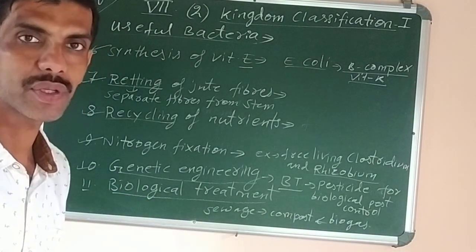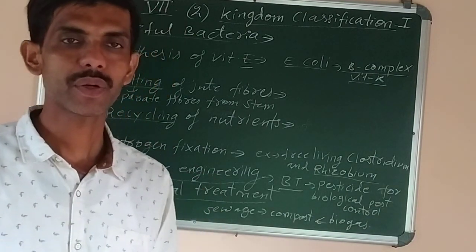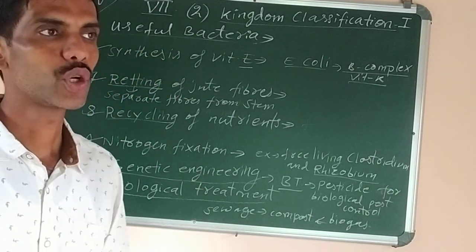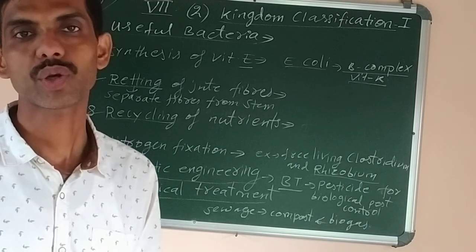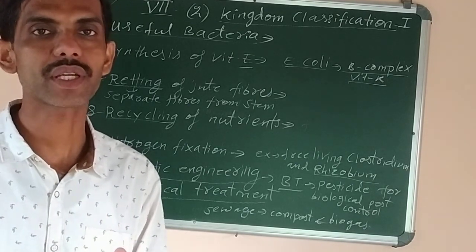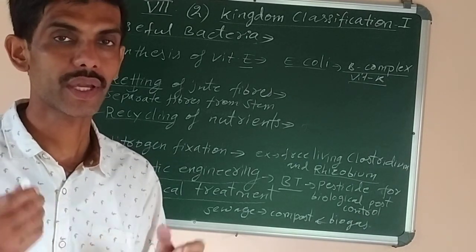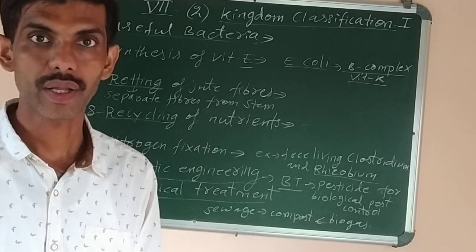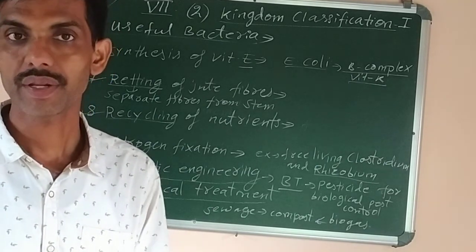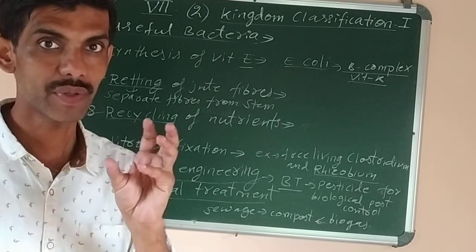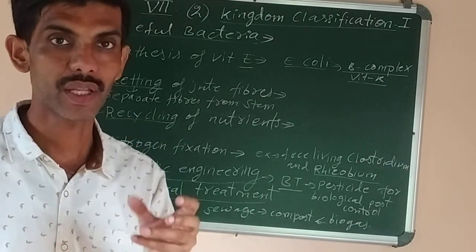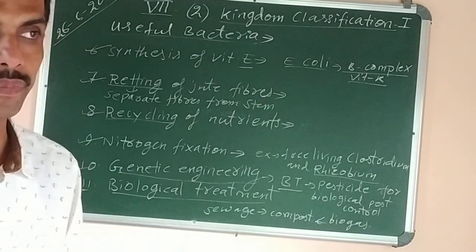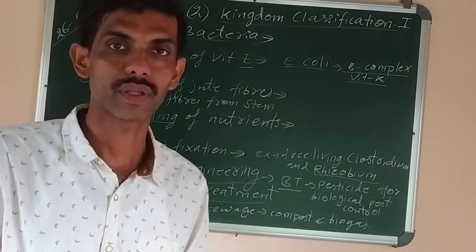What is the meaning of biological treatment? Biological treatment means, you know that domestic waste, which is called sewage, means the dirty water which comes from our home after taking bath or after washing clothes. All those dirty water contain plenty of chemicals inside, which is there in the detergent powder, in the soap, in the shampoo. So they can cause water pollution.